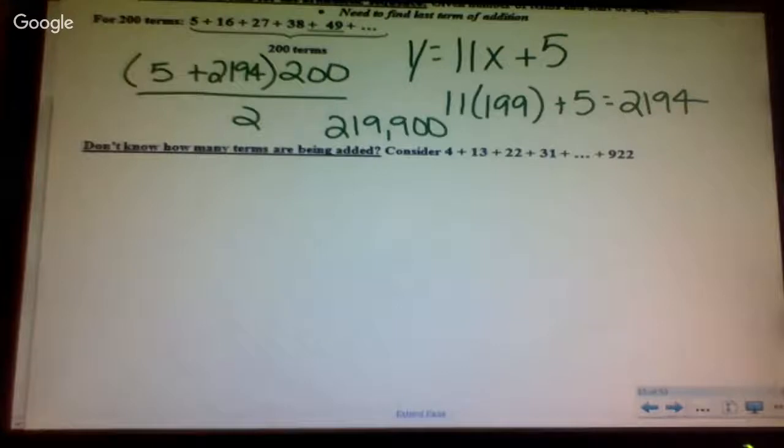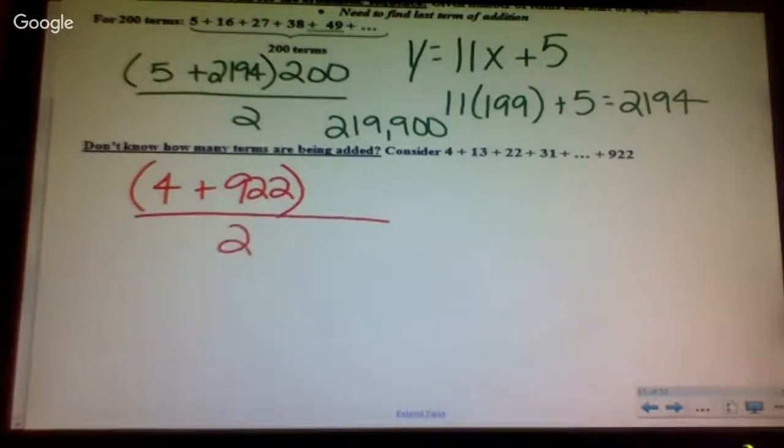Okay? This is the last one and probably the most difficult, so please pay attention. I've got 4 examples of these, okay? This time, we don't know how many terms are being added. What's my first term? 4. What's my last term? 922. This is what we don't know, is my n value that goes here.